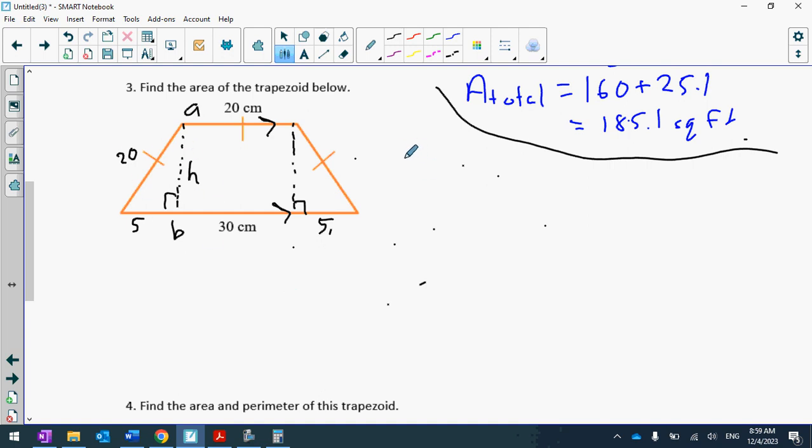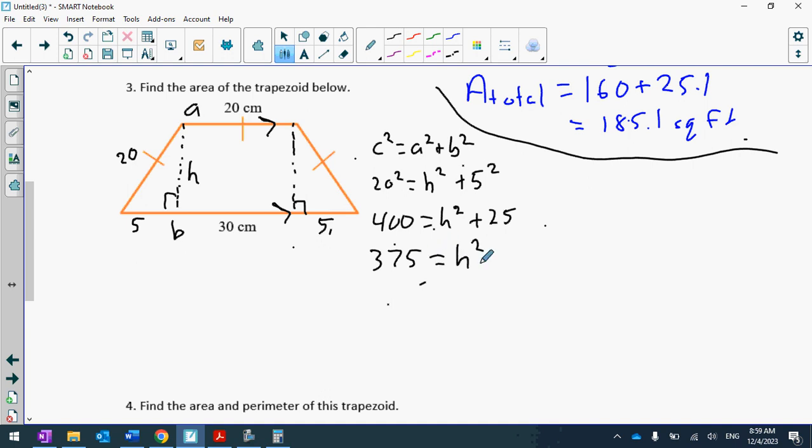So c squared equals a squared plus b squared, where c is 20, a is our height, and b is 5. Oops, sorry, b is 5. 20 squared is 400, and 5 squared is 25. 400 minus 25 is 375. So h will be the square root of 375. You can use your calculator for that. It's about 19.4.